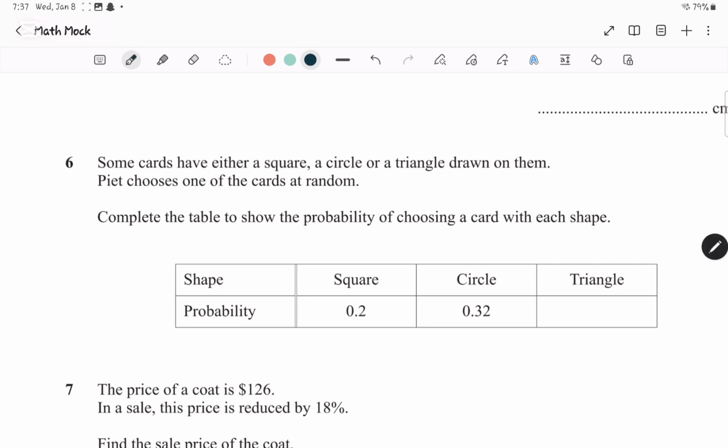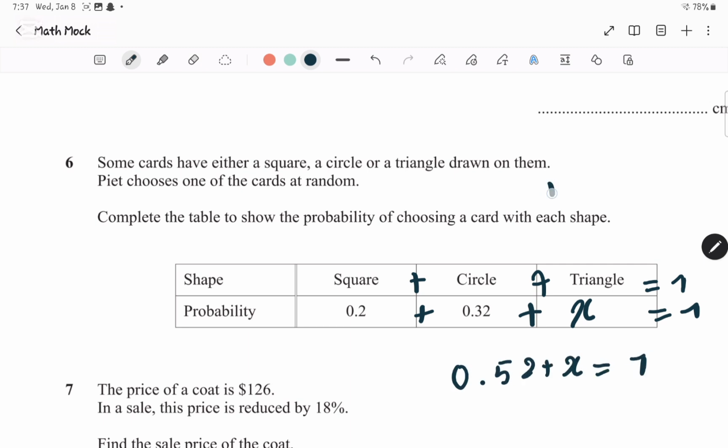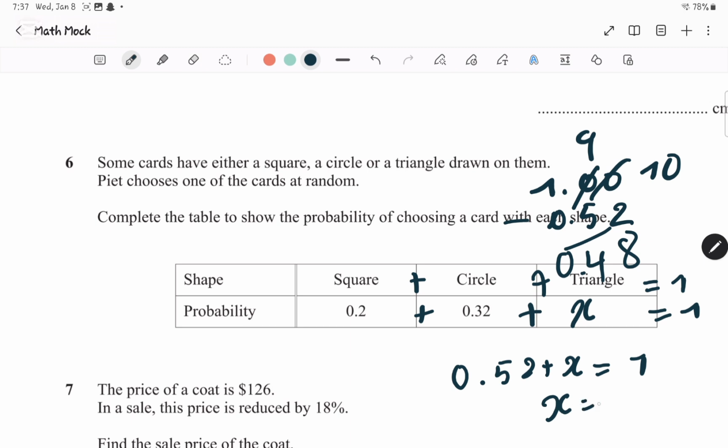So a square is 0.2, circle is 0.3. Now we're talking about probability, so if you add square probability plus circle probability plus triangle probability, it's going to be 1. So that's 0.2 plus 0.3 plus x of triangle is equal to 1. So that's 0.5 plus x is equal to 1. That makes x equal to 0.5. So our answer over here is 0.5.